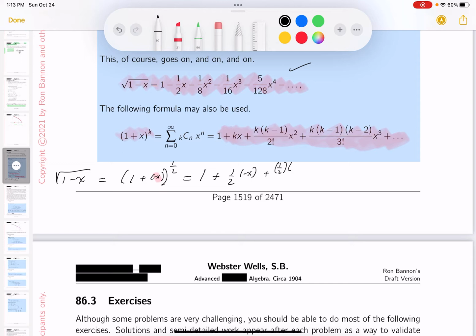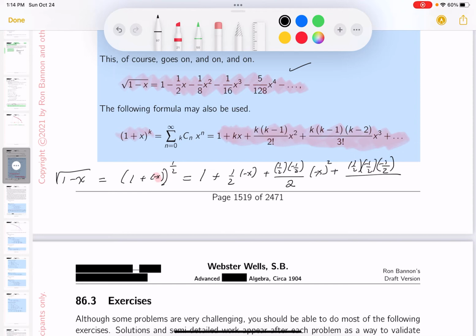And again, this is easier for me to write down. Your mileage may vary. And 1/2 minus 1 is minus 1/2. I'll simplify it later. 2 factorial is 2. And then you're going to get minus x quantity squared. Let's put the next one down. What's that going to be? 1/2, and 1/2 minus 1 is minus 1/2. Now, I'm not saying you can't make mistakes, but I think it's harder to make a mistake if you have a simple pattern. And what do you get? 1/2 minus 2 is minus 3/2.